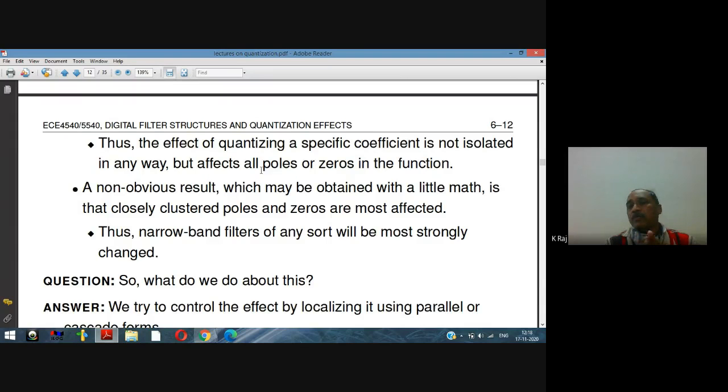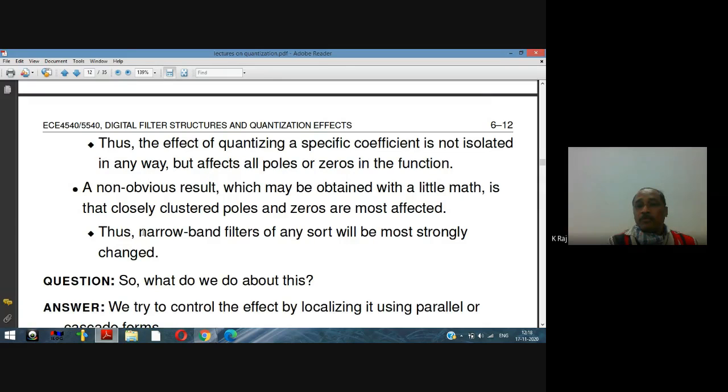If we change any one coefficient in the numerator, then all the zeros will be affected. Similarly, if there is a modification in a coefficient of the denominator, then all the poles will be affected by that variation. Now, a non-obvious result which may be obtained with a little math is that closely clustered poles and zeros are more affected. Thus, what happens?